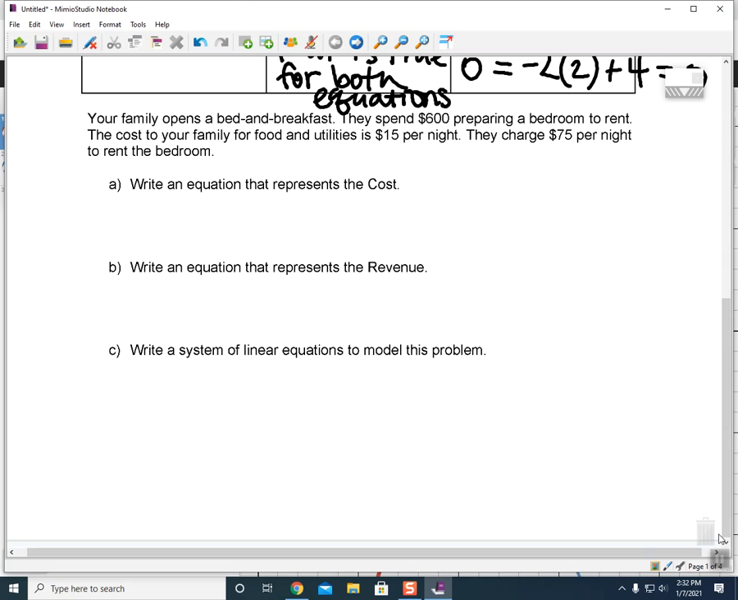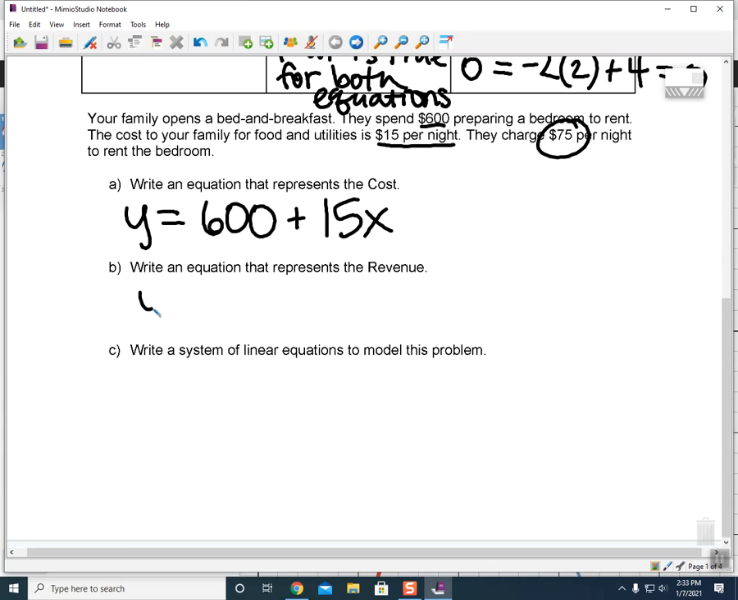First I need to write an equation that represents the cost. So what am I paying? Well, I can see that I pay $600 initially, and then I also pay $15 every night. So my first equation is just going to be y equals 600 plus 15x, since I pay $600 initially, and then another $15 every single night for utilities and food. That's the equation for my cost. Then it tells me that they charge $75 per night to rent it. So the revenue is going to be y equals 75 times however many nights.